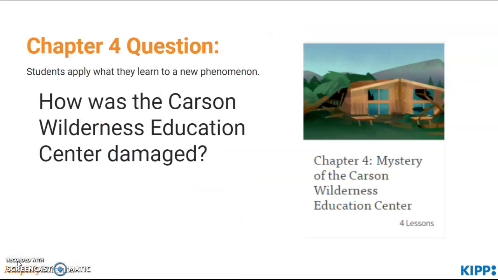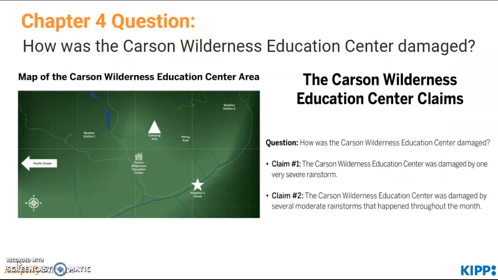All right, last but not least, Chapter 4, here we go. In Chapter 4, students apply their understanding of the ways that water vapor, temperature, wind, all of the things that they've been learning about, contribute to more severe rainstorms to a new anchor phenomenon. So they focus on the Carson Wilderness Education Center. They will investigate 2 different claims, and they will decide whether or not the Carson was damaged during one severe storm or a series of moderate storms.